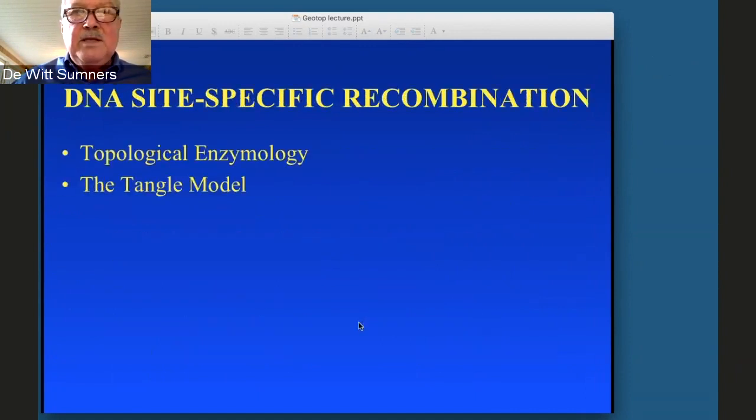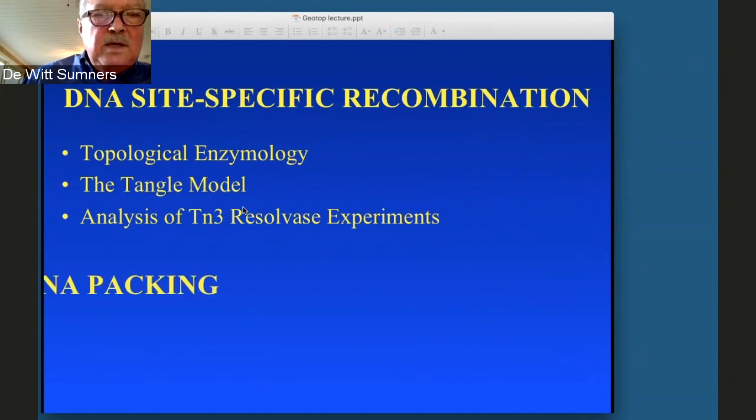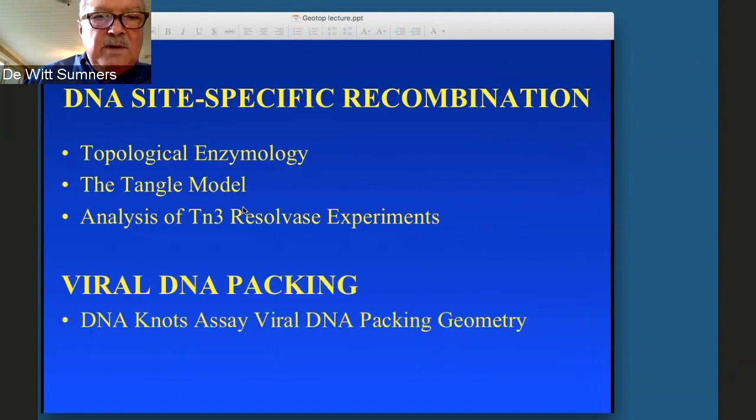So I'll be talking about site-specific recombination, the Tangle model, an analysis of a particular experiment, Tn3 resolvase, and if I have time at the end, about packing DNA in viral capsids.